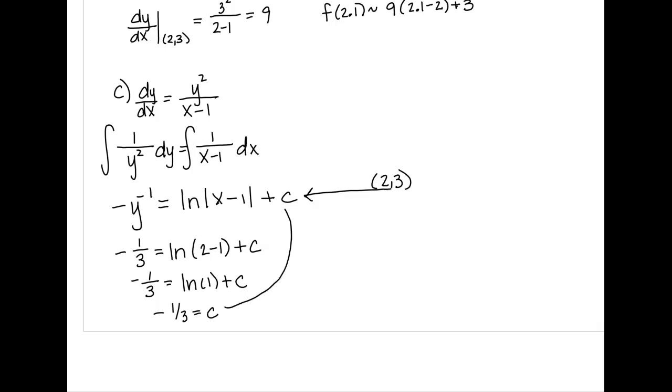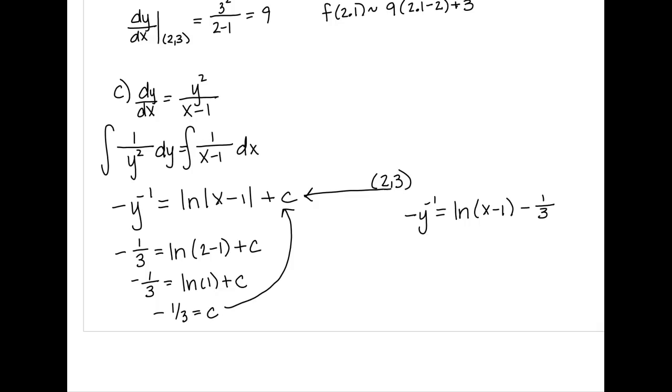Where do I go with this? How do I know where to go? Oh, right. I drew a big arrow. So I know exactly where to go. So I have negative y to the negative 1 equals natural log of x minus 1 minus 1/3. Now remember, I have to get y by itself. Does it have to be pretty? No. Does it have to be mathematically correct?